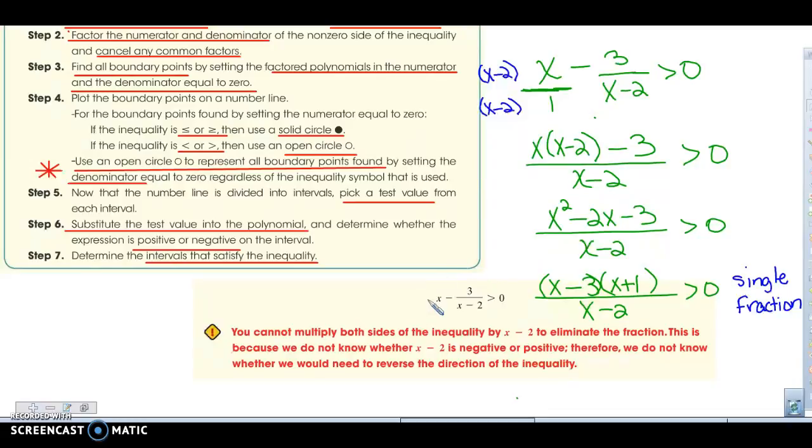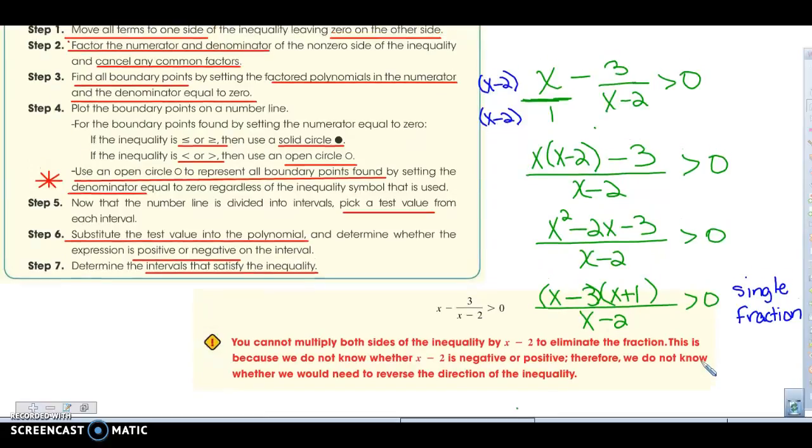Now, in a problem such as this one, it might be very tempting to say, why don't we just go ahead and get rid of the fraction by multiplying both sides by x minus 2? We can't do that in an inequality because we don't know if x minus 2 is positive or negative. Therefore, we don't know whether or not we would need to reverse the inequality sign when we multiply both sides by it. So we can't get rid of the fraction, we'll have to work with it.